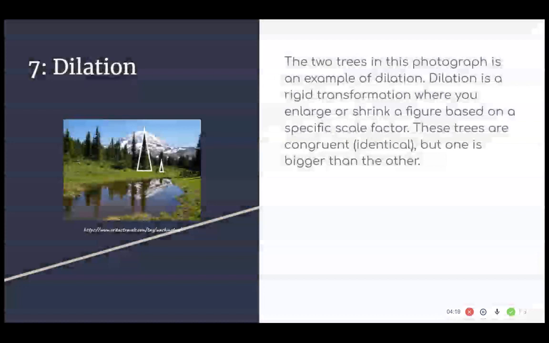The 2 trees in this photograph are an example of dilation. Dilation is a transformation where you enlarge or shrink a figure based on a specific scale factor. These trees are similar, which is basically they look alike, but one is bigger than the other.